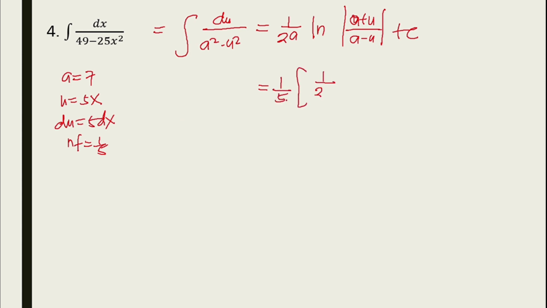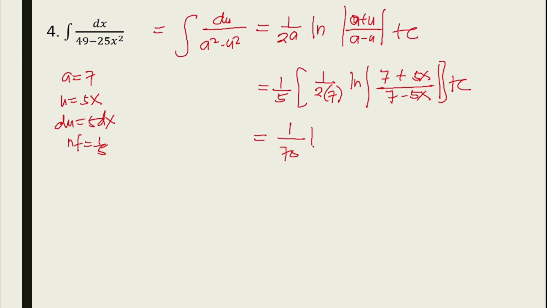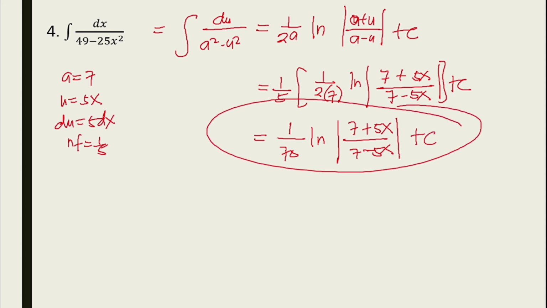1 over 2 times what is our a, which is 7, and ln of a, which is 7, plus u, which is 5x, over 7 minus u, which is 5x. Then plus c. So we have to simplify. 2 times 7 is 14, times 5 is 70. So 1 over 70 ln of 7 plus 5x over 7 minus 5x, then plus c.